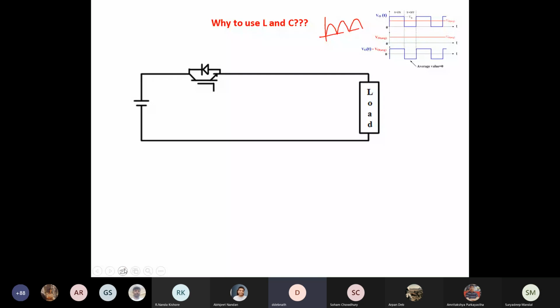I'm trying to select a different color. Maybe it will come slightly late to you. So then the output would look something like this. Okay.